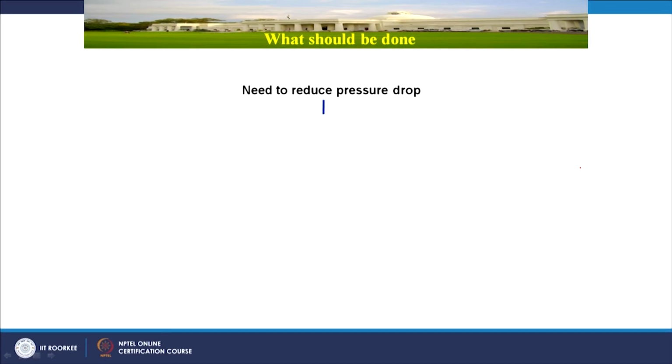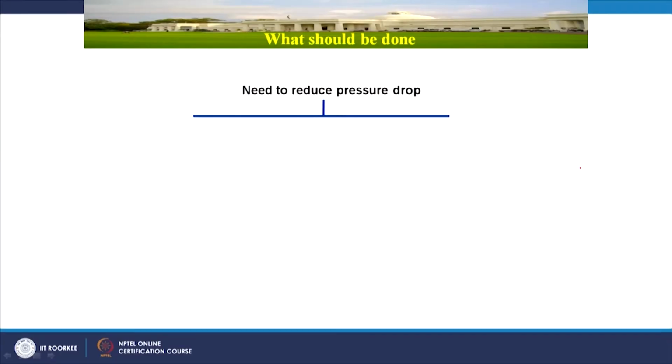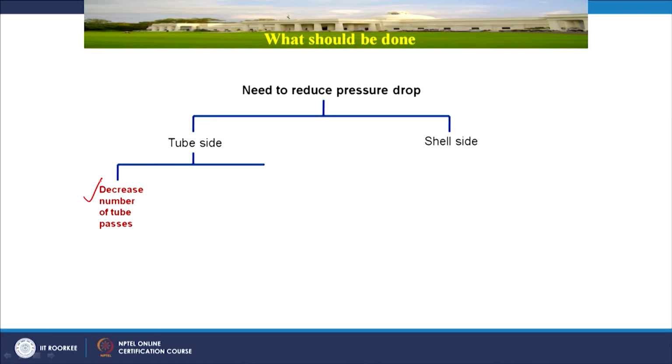And second is, if I need to reduce pressure drop, because I should increase the heat transfer coefficient, but at the same time I should reduce the pressure drop. So, what we have to do to reduce the pressure drop? If I am doing this in tube side, what should I have to do, and when I am doing that to shell side, what should I have to do? So, let us first focus on tube side. If I need to reduce the pressure drop in tube side, I have to decrease the passes.